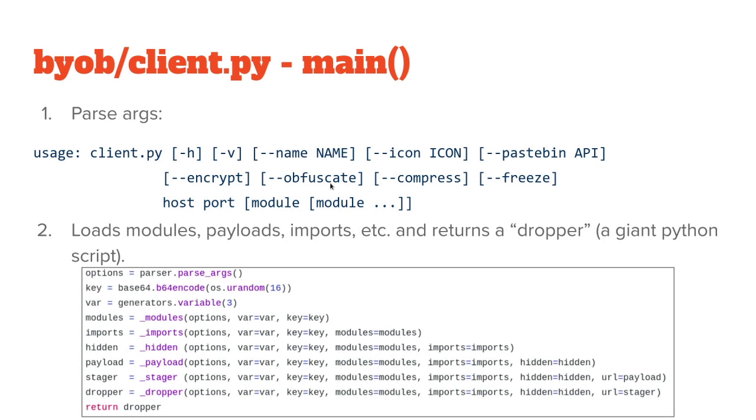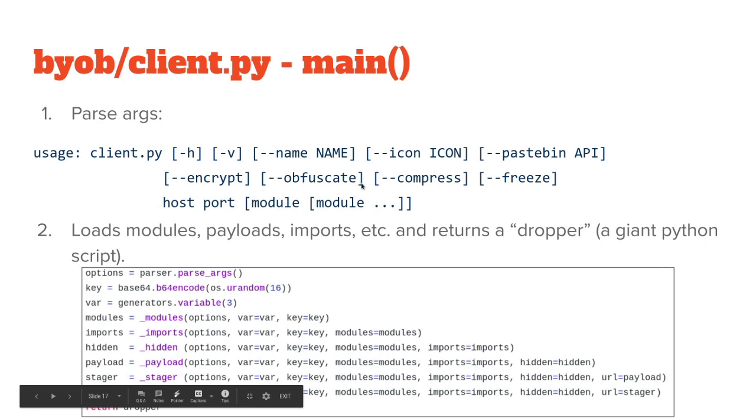The way it actually builds all this is basically these six function calls. Modules and imports just looked at the modules you've listed on the command line. It bundles all those up. Then if you've given any of the fancy options like encrypt, obfuscate, and compress, Hidden will look into those options and start to apply all those to the payload. So it will create that payload. Then the stager is where it looks at all that stuff, bundles it up, gets it ready to execute.